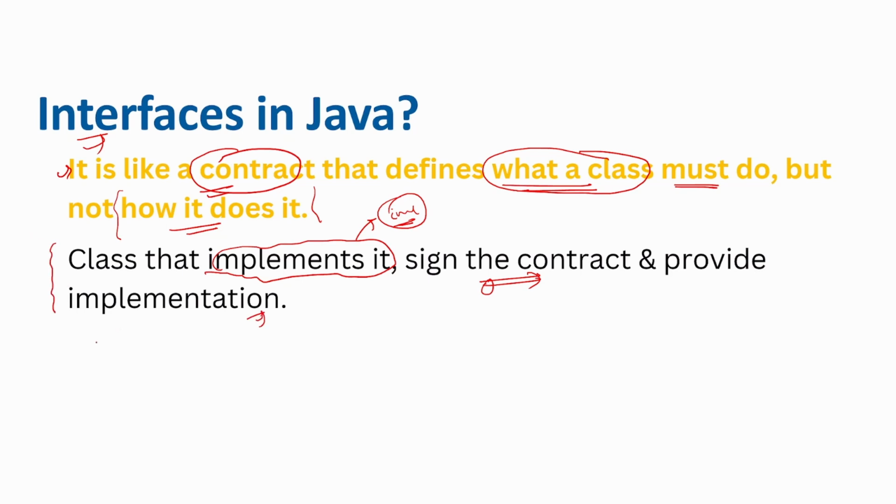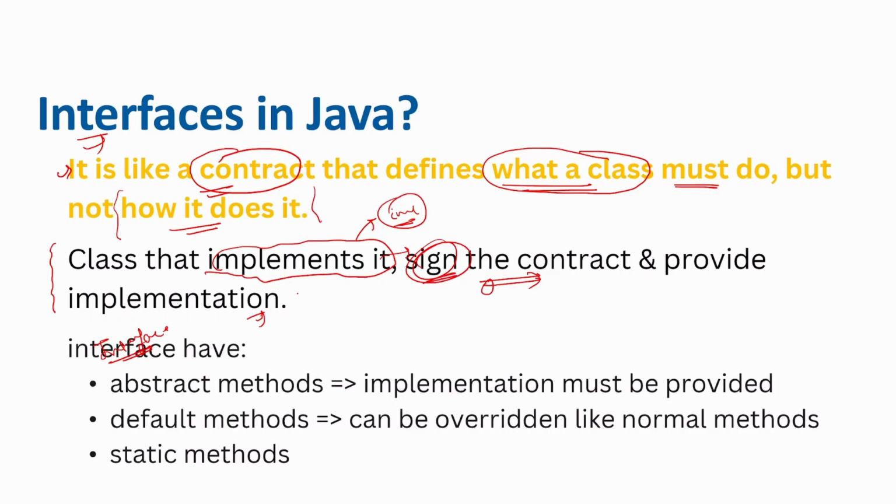So what is an interface? An interface is like a contract that defines what a class must do, but does not specify how it does it. So who will specify how it should be done? The how part is specified by the class that implements this interface, which should provide the how part, sign the contract and provide the implementation. Let's see it with the help of an example.